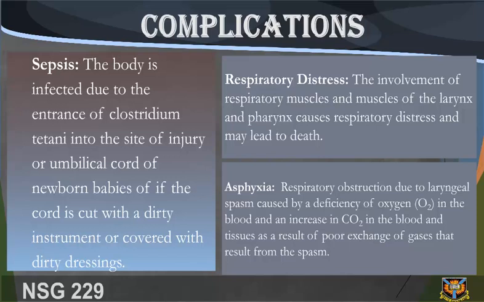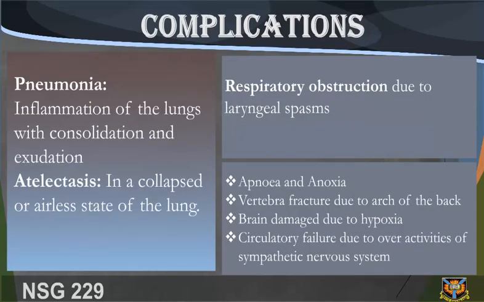Sepsis. The body is infected due to the entrance of Clostridium tetani into the site of injury or umbilical cord of newborn babies, or if the cord is cut with a dirty instrument or covered with dirty dressings. Respiratory distress. The involvement of respiratory muscles and muscles of the larynx and pharynx causes respiratory distress and may lead to death. Asphyxia. Respiratory obstruction due to laryngeal spasm, caused by a deficiency of oxygen in the blood and an increase in CO2 in the blood and tissues as a result of poor exchange of gases that results from the spasm.